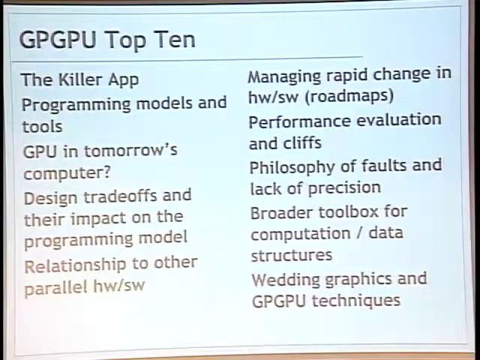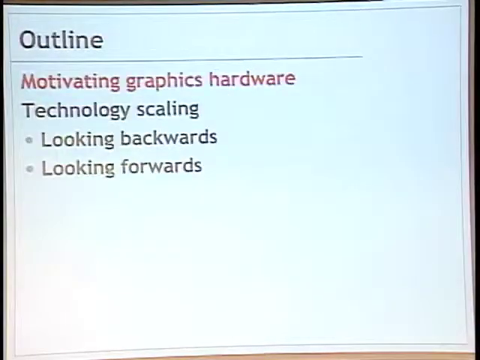Okay. Well, we're going to talk about two major things today. One of them is motivating graphics hardware. So why is graphics hardware built the way that it is? Why do we build it in this task parallel model? And so we're going to go through that again and talk about what motivates it. Why did we build it in this way? And then we're going to talk some about technology.